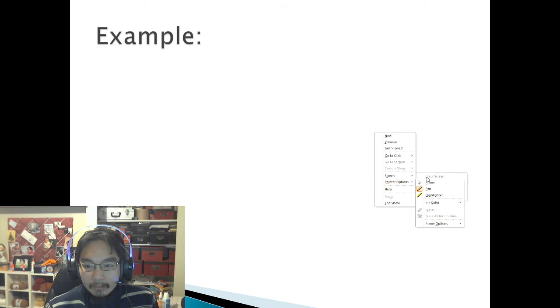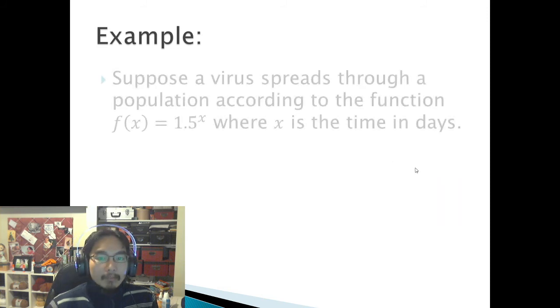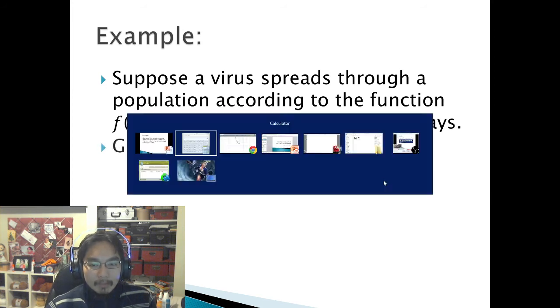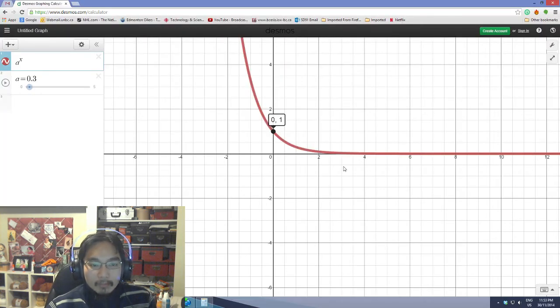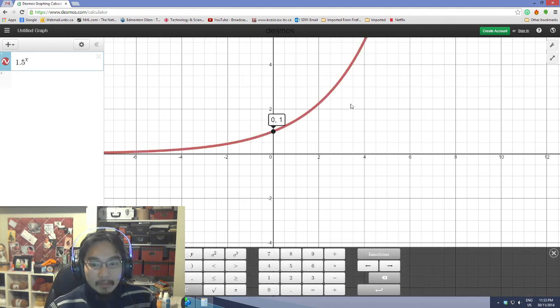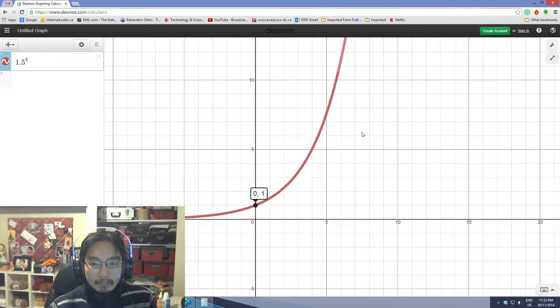Next. Consider the following. This is an example. Suppose a virus spreads through a population according to the function f of x equals 1.5 to the power of x, where x is the time in days. Let's graph this function. So graphing the function, this will be 1.5 to the power of x. So there's my function.